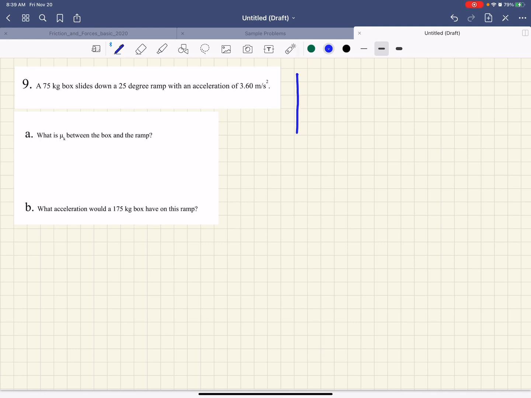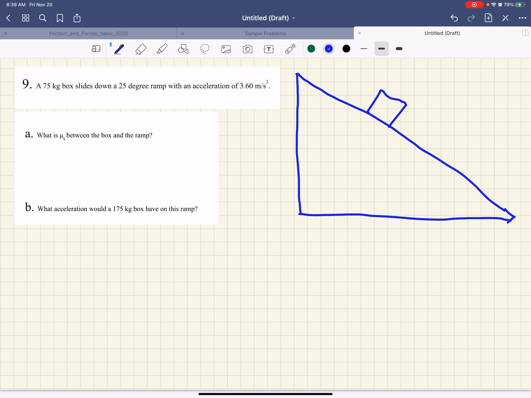Okay, so let's just start with an image here of what's happening. Here we have the box. Actually, I'm not going to put the mass in there, I want to save that for some vectors. It's 25 degrees. So I'll just put it up here: m equals 75 kilograms, and it has an acceleration. It's actually moving down here at 3.60 meters per second squared, and that is your acceleration down the ramp.